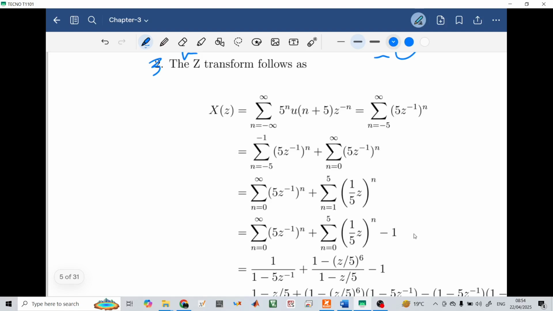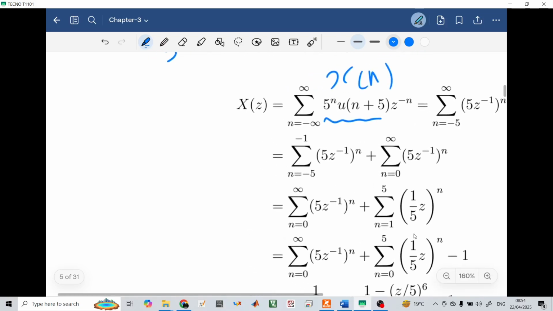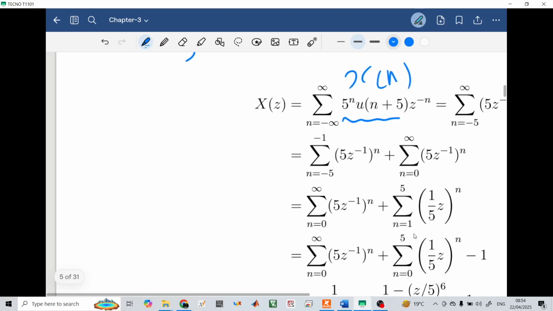Okay, moving to the third exercise. Now we have a different sequence or discrete time signal. Now, as we did before, let us redefine the unit step function and use that definition to simplify the summation.